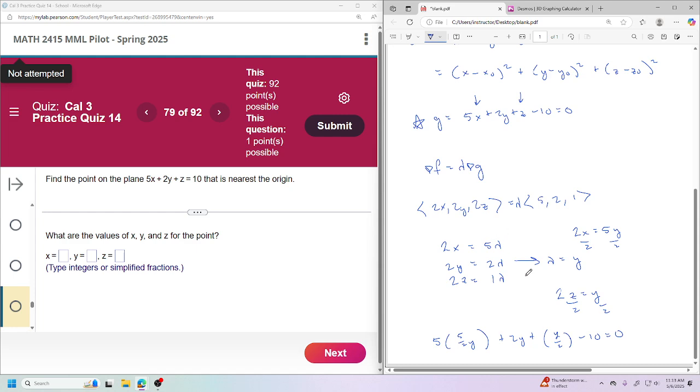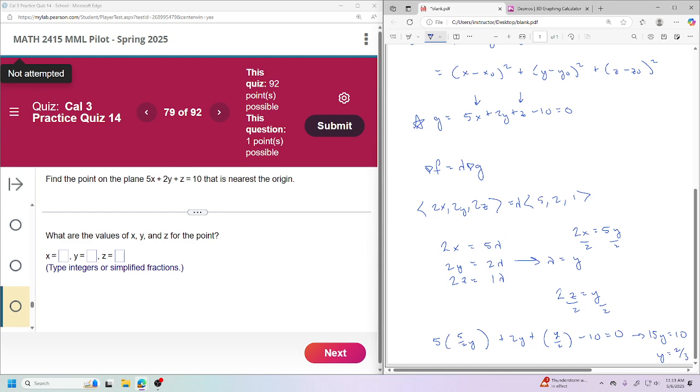Which I'm so tempted to go to Desmos. 25 over 2 and one more to be 26. That makes a 13, plus 2 is 15. So I got 15y is equal to 10. So y is equal to 2/3.